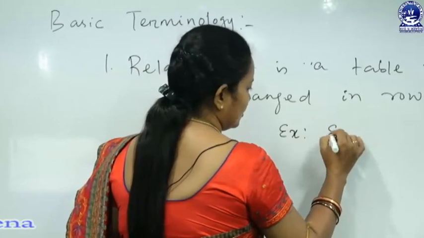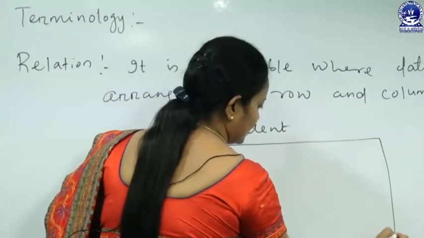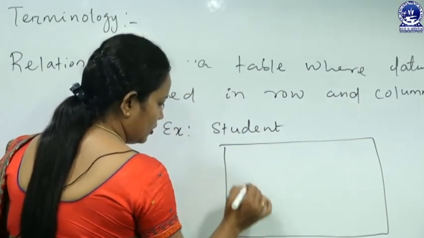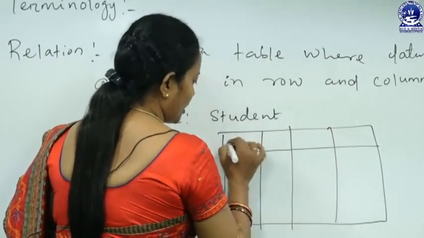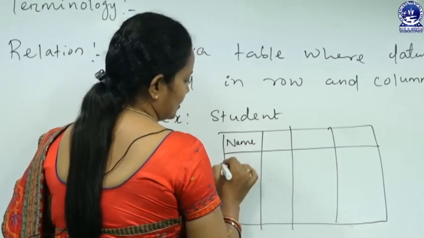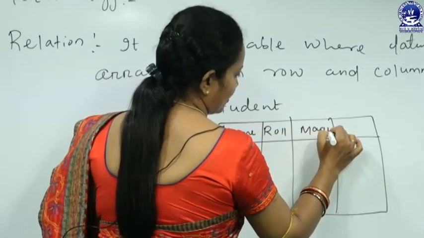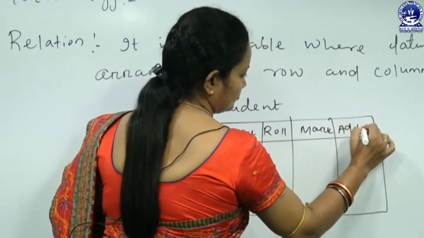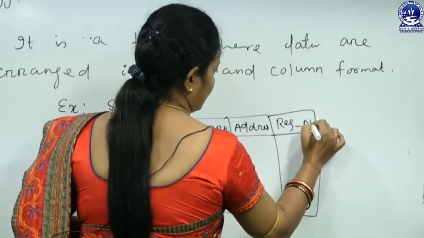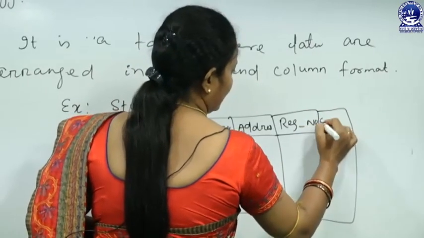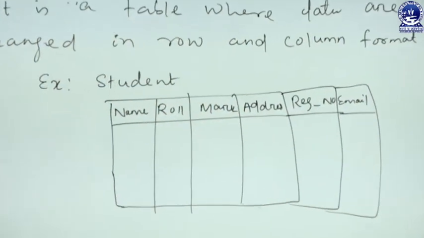Suppose let us consider student is a relation. As we know that in a relation data are arranged in a table format. So, this relation must have some rows and columns where we need to store our data. The table contains name, roll, mark, address, registration number, email ID. These are the fields of the table. So, this is the example of relation.